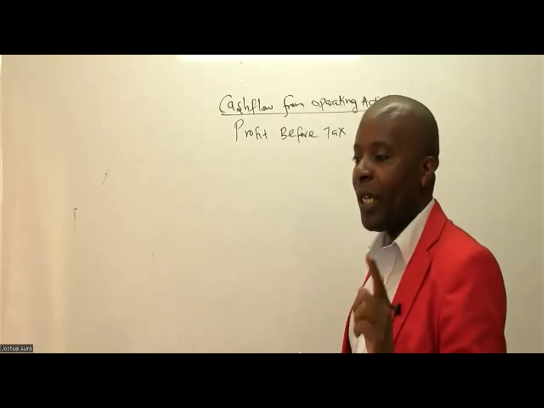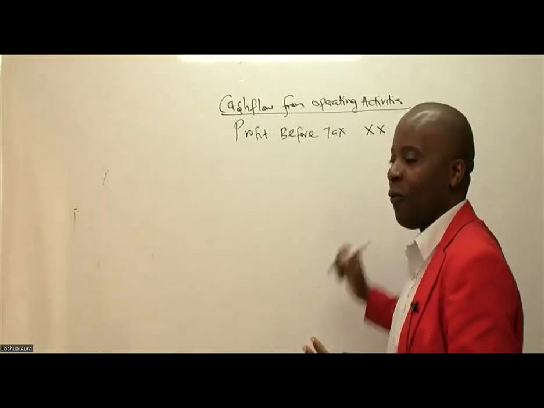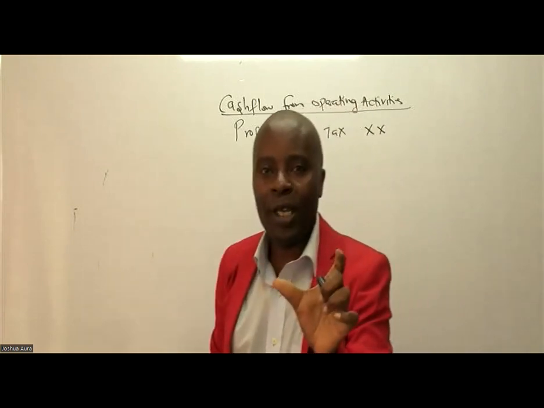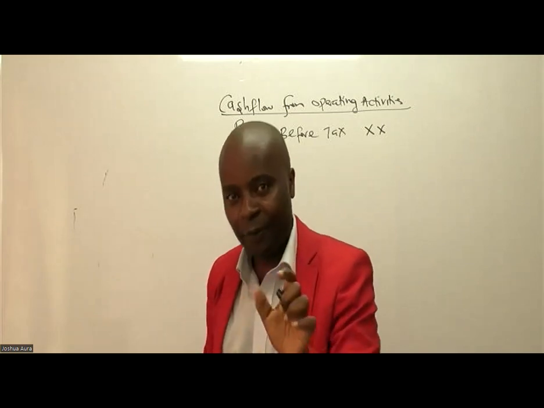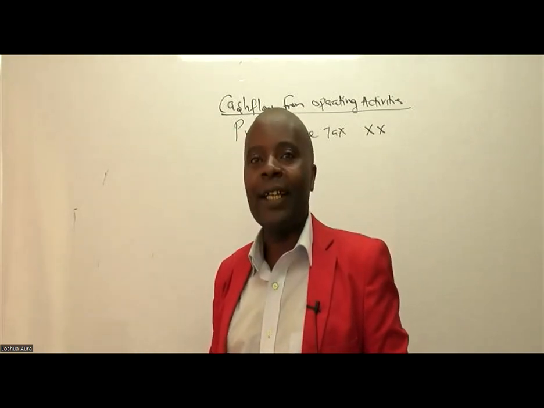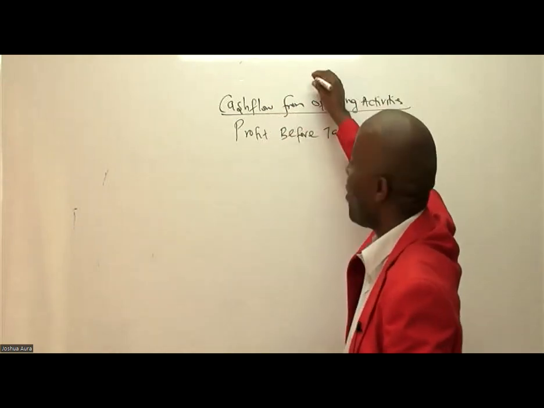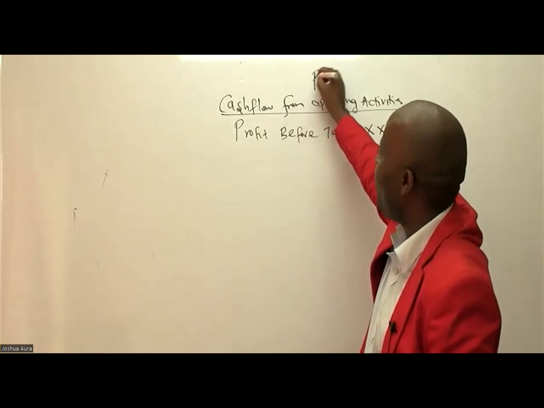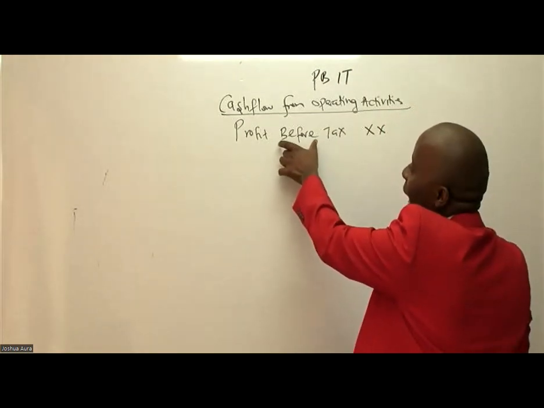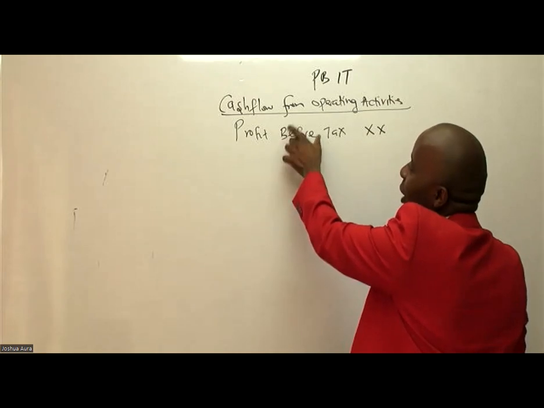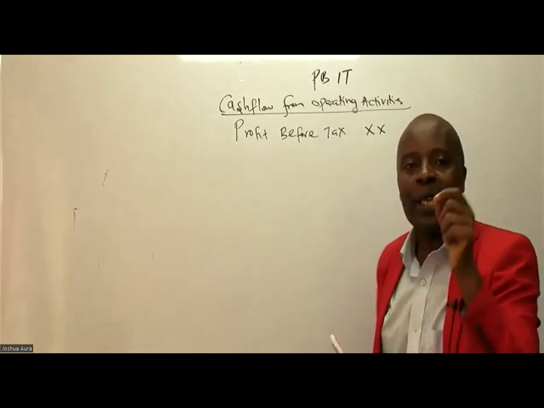So before I start looking at our question, ladies and gentlemen, I would want us to have a quick pro forma statement, just capturing those items that we should always bring to our operating activities. Now, remember that operating profit is profit before interest and tax. So the first adjustment, to make this an operating profit, I need to add back what? Interest, for me to make it a PBIT.